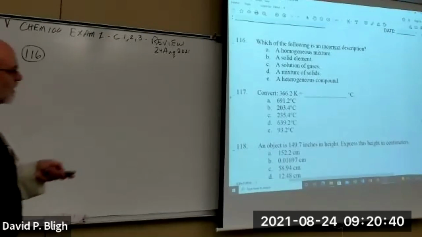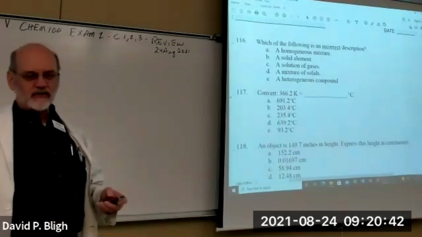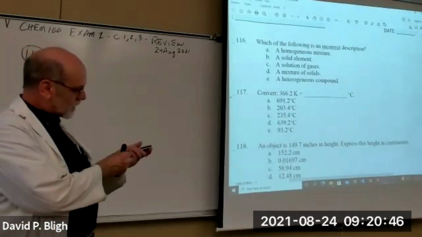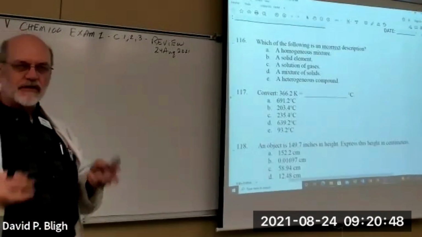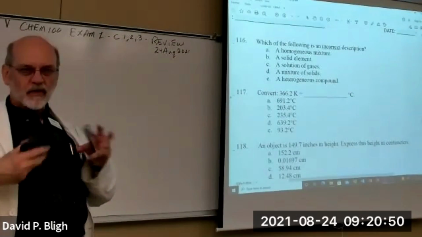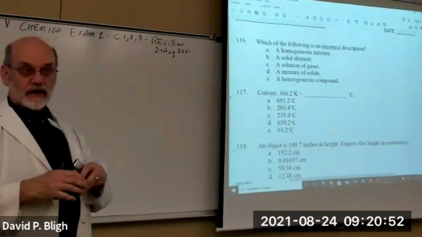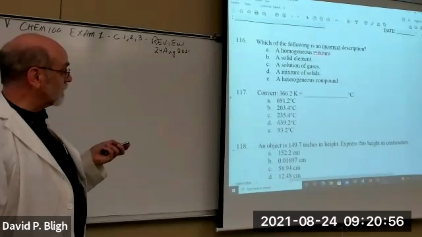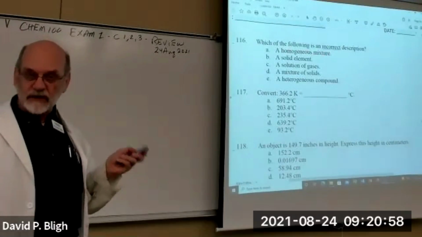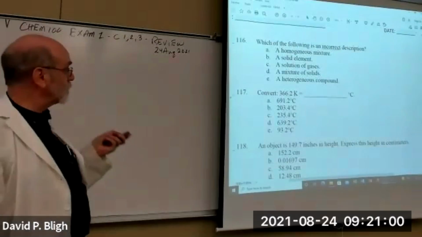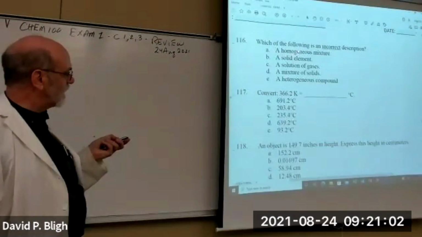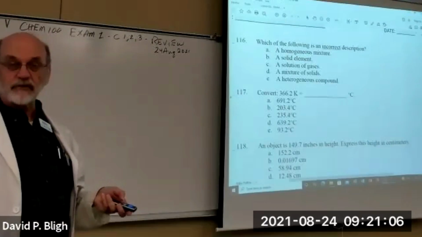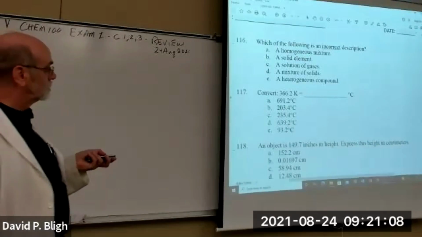116. Which of the following is an incorrect description? So we've got to look at every one of them. Do the descriptors complement one another, or do they contradict one another? So if you've got a mixture, can it be homogeneous? Yeah, it can be homogeneous or heterogeneous. So that was true. How about an element? Can it be solid? Oh yeah. In fact, most elements are solids.